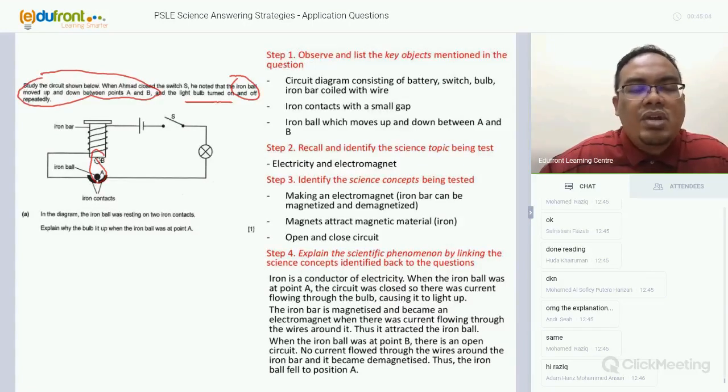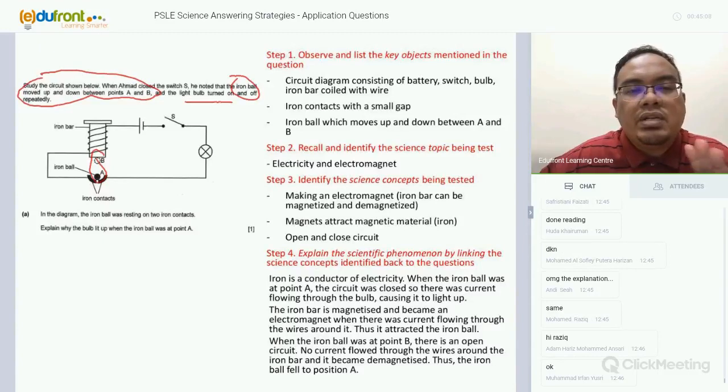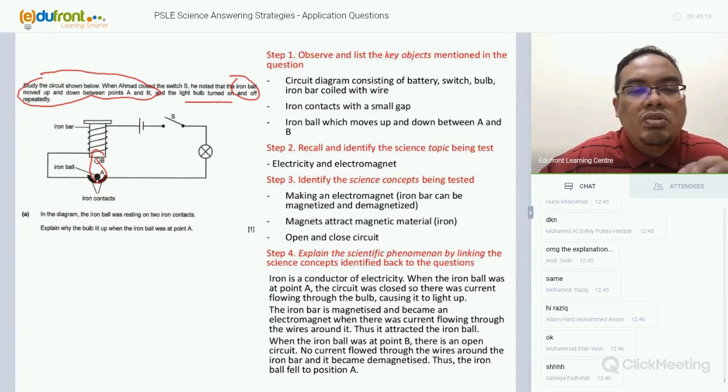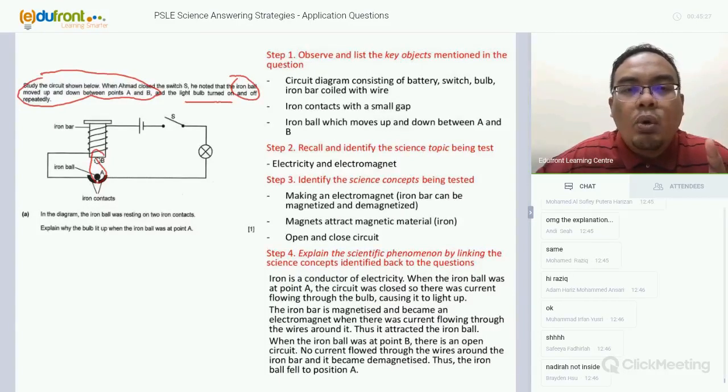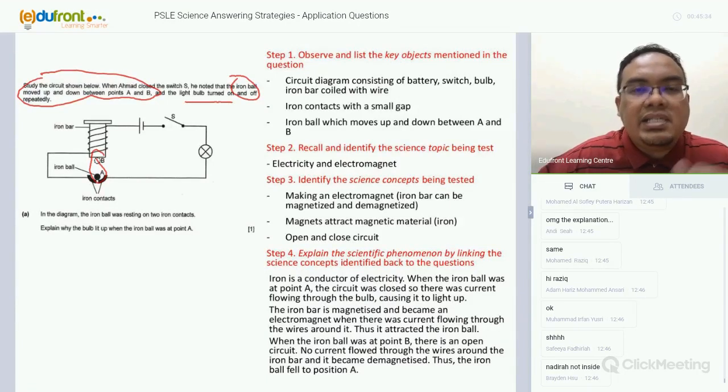This is a very, very common question. They will always ask you at least one MCQ or open-ended question on electromagnet. So you must make sure you master the topic of electromagnet. And you have an iron contact with a small gap. Remember, a gap causes the electrical circuit to be broken. It's an open circuit. To close the circuit, you must fill up the gap with something which can conduct electricity.